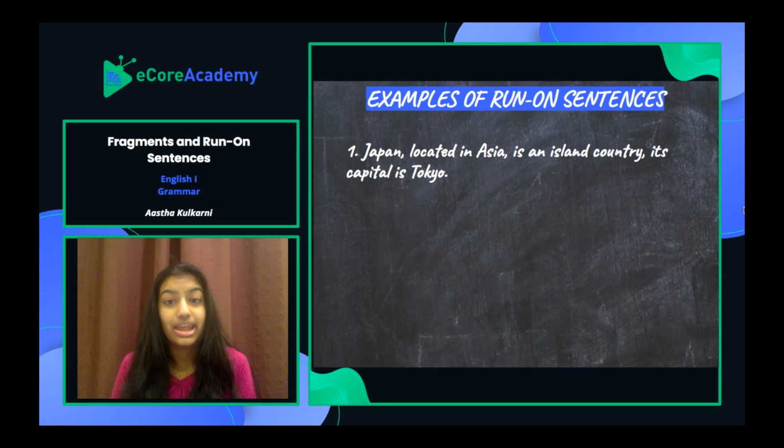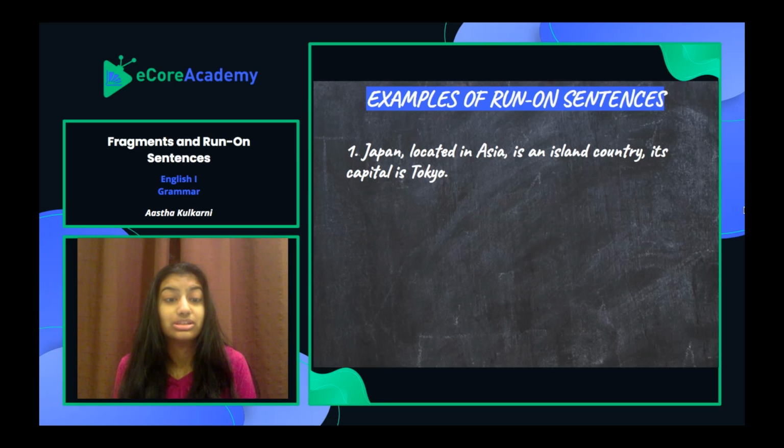Because "located in Asia" is in commas, that means that it's just describing the subject before it. So it's not the actual point that this sentence is trying to put across. It's just a mere extra detail about Japan. So our question would be, what is Japan? And the answer would be, it is an island country.